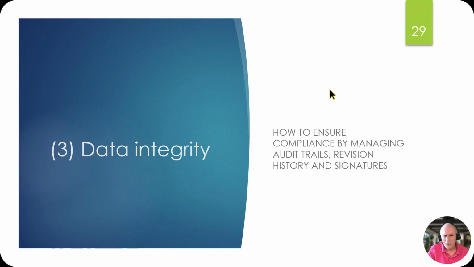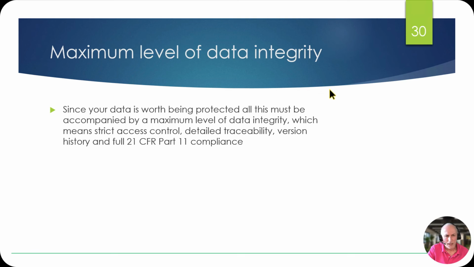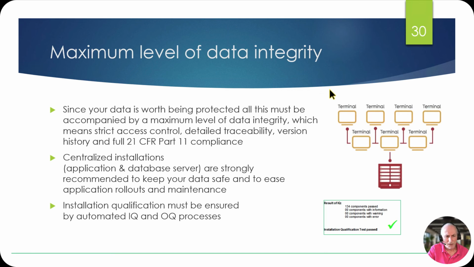Data integrity. How to ensure compliance by managing audit trails, revision history, and signatures. Maximum level of data integrity. Since your data is worth being protected, all this must be accompanied by a maximum level of data integrity, which means strict access control, detailed traceability, version history, and full 21 CFR Part 11 compliance. Centralized installations, application and database servers are strongly recommended to keep your data safe and to ease application rollouts and maintenance. Installation qualification must be ensured by automated IQ and OQ processes.